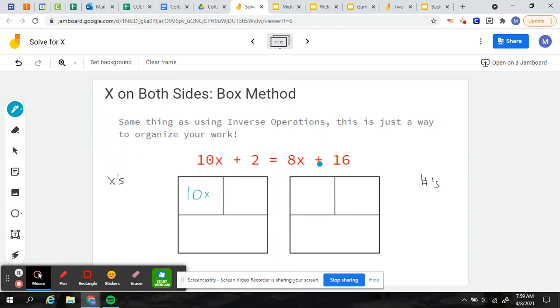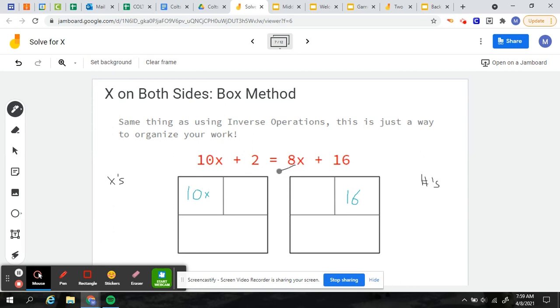Same thing on the right-hand side. That positive 16 is already in the correct spot, so that is also going to just drop down. The other two numbers are going to have to switch over, right? They're crossing that equal sign. When they cross that equal sign, all you have to remember is that they switch signs. If it's positive, it becomes negative. If it's negative, it becomes positive.